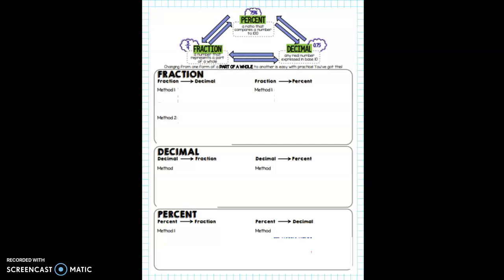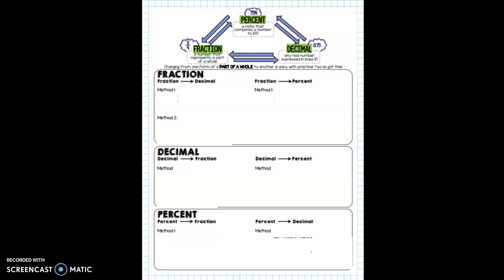A decimal is any real number expressed in base 10. 75 out of 100 is 75 hundredths, 0.75. We're going to look at different ways of converting between fractions, decimals, and percents. First thing we're going to do is look at a fraction and change it to a decimal.